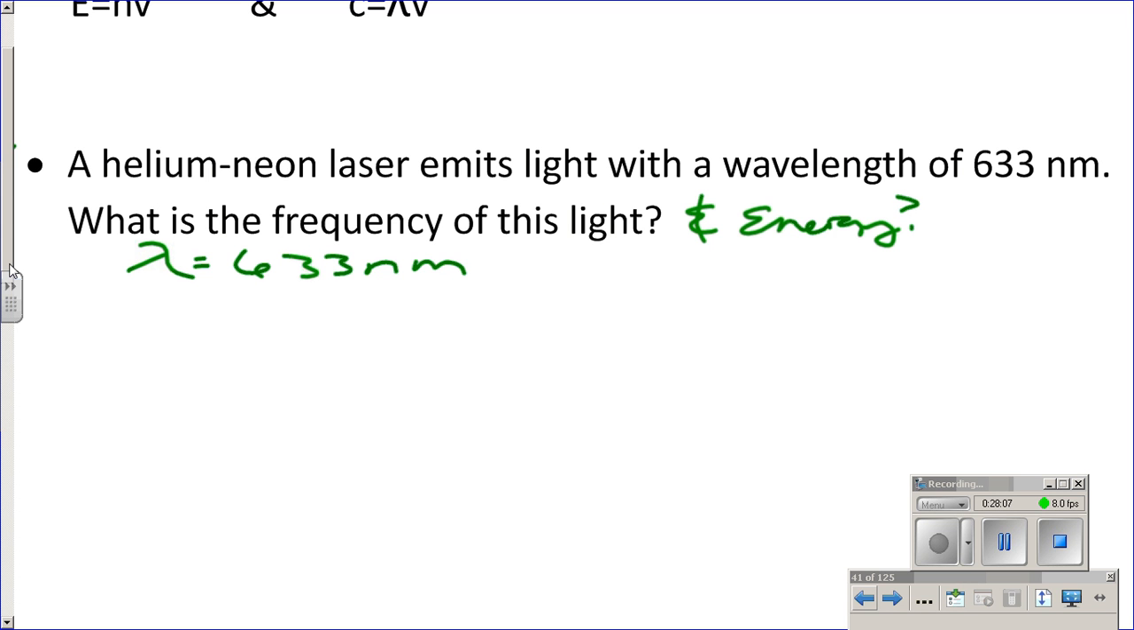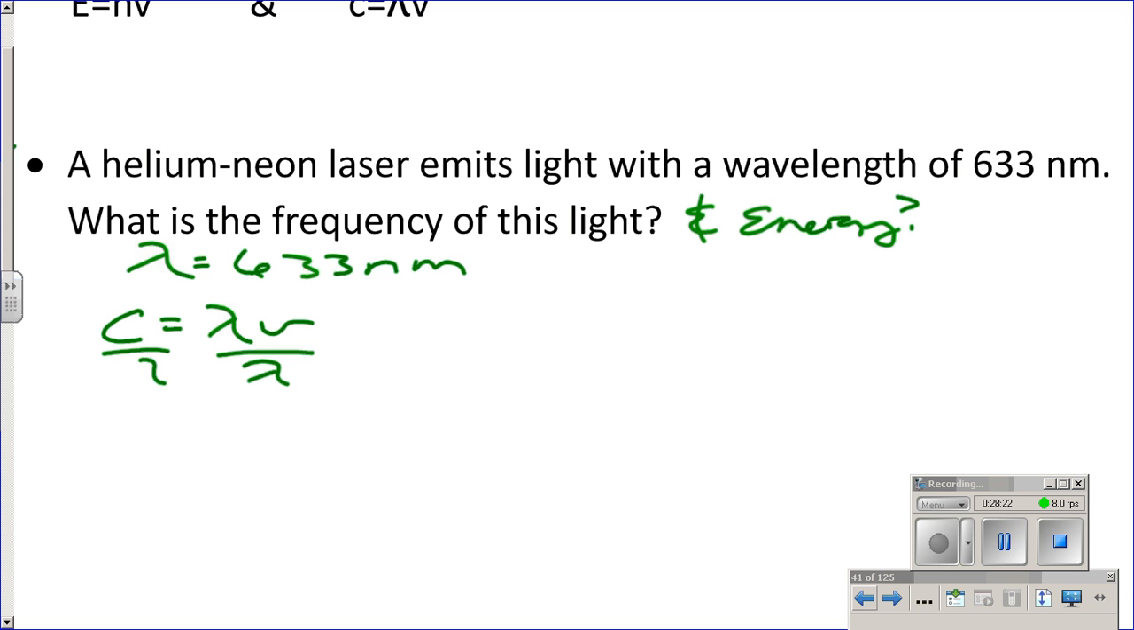So what equation comes to mind if you want to go straight from wavelength to frequency? Okay, so c is equal to lambda times v. I want to solve for which variable here? v. So what am I doing?